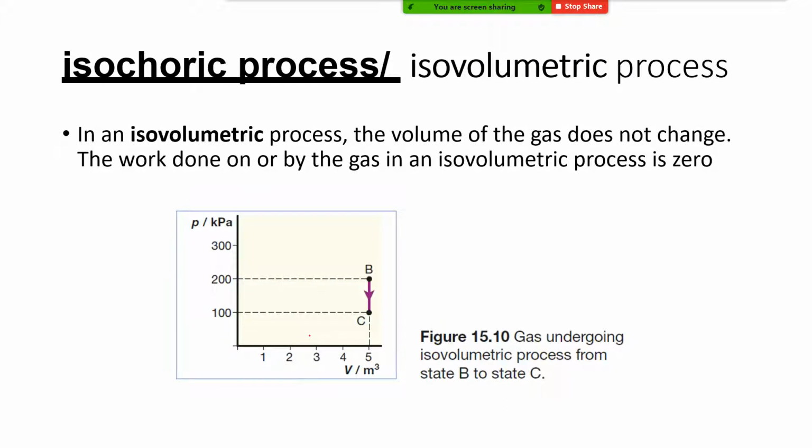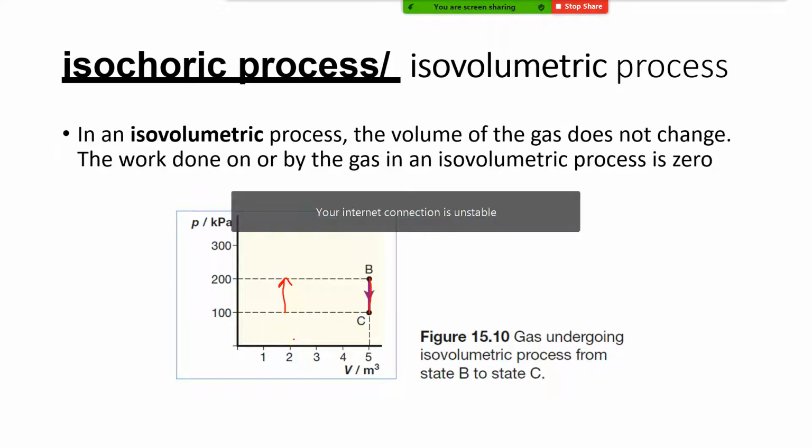Now, the last one here is the isochoric process, or in some cases we call it the isovolumetric process. In that process, as the word suggests, our volume does not change and remains constant. So if you're looking at it from a graphical standpoint and you see a line going vertically downwards or upwards, then that just goes to show that your volume is kept constant.